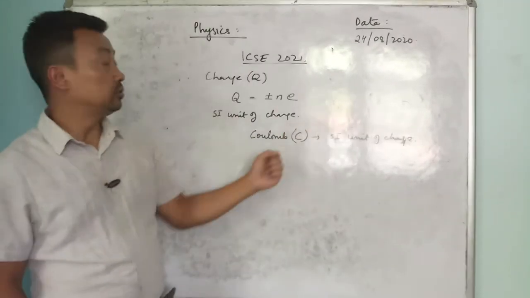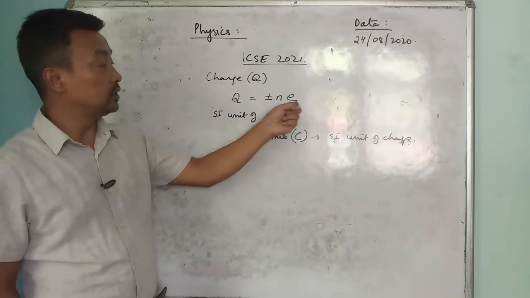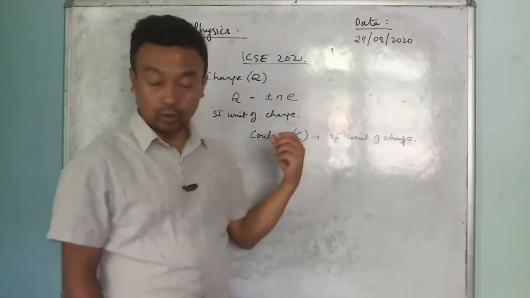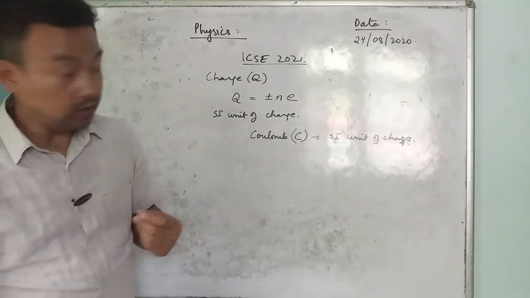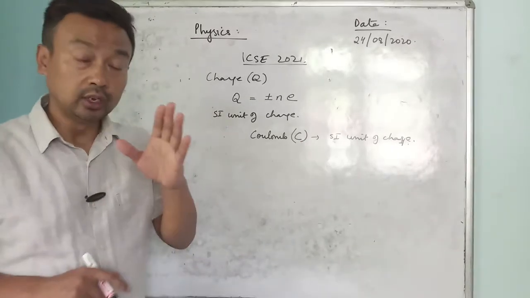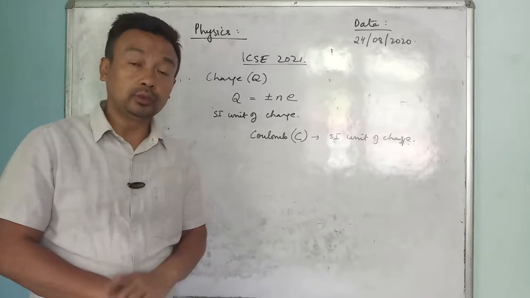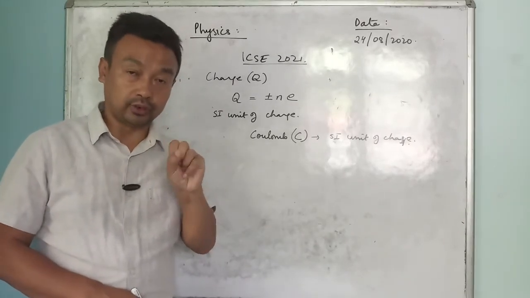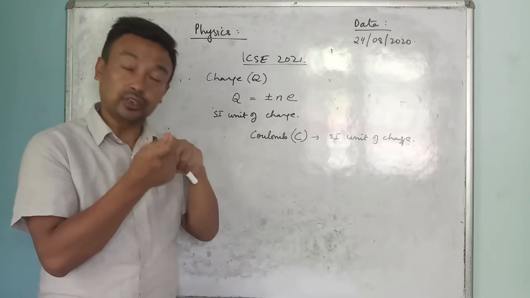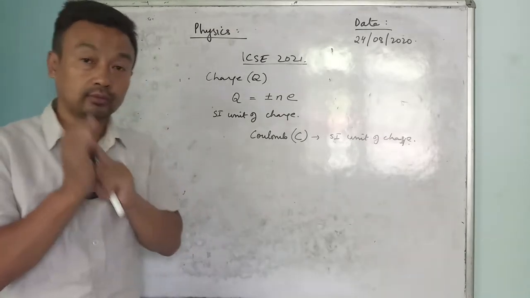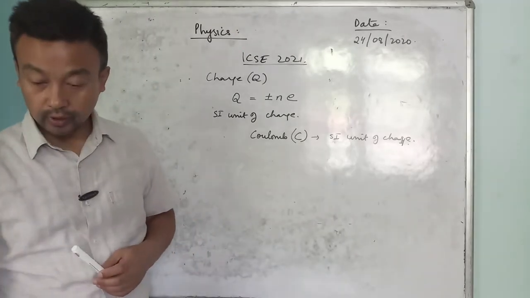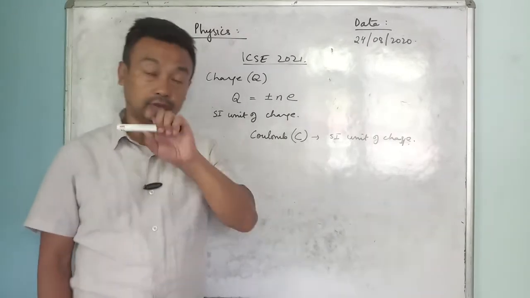So basically, in order to remember for the charge, the formula is N into E. The symbol for the charge is Q and the unit is coulomb. In one electron, how much charge is present? Very, very little. There is a value given in the textbook. It is 1.6 into 10 to the power minus 19 coulomb. An electron has a negative charge. You can refer to that in your textbook.